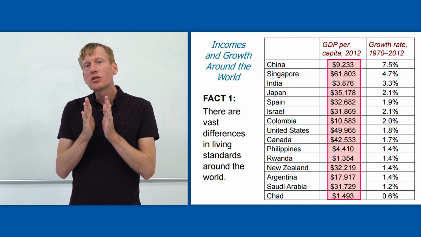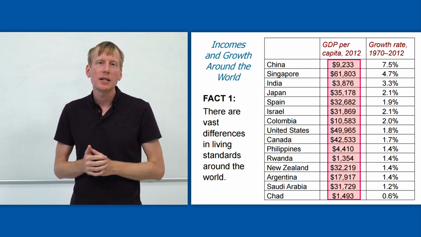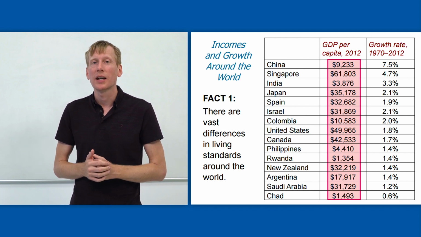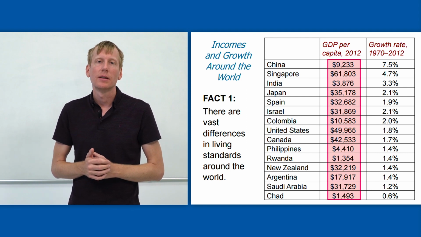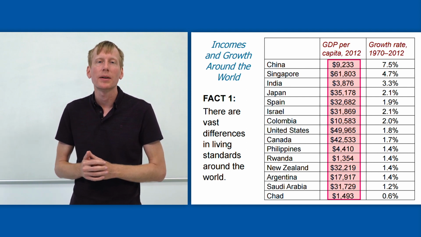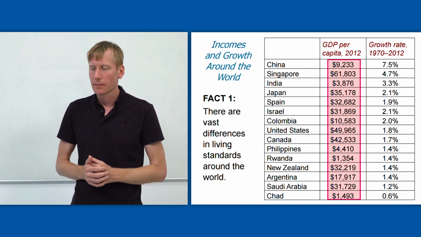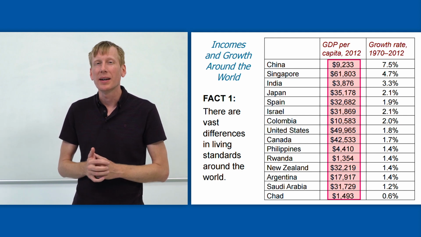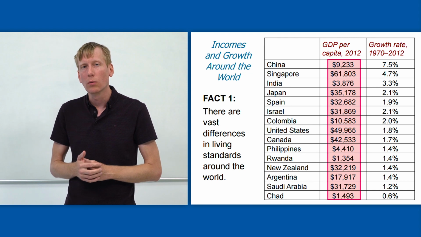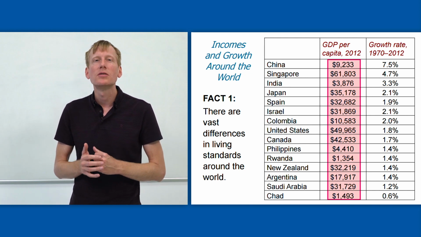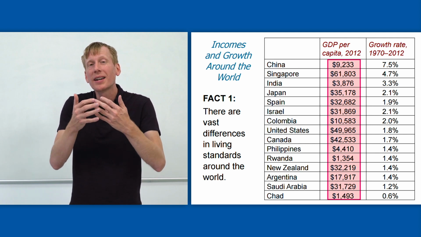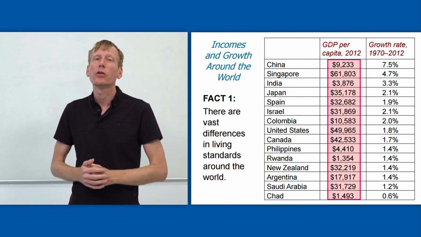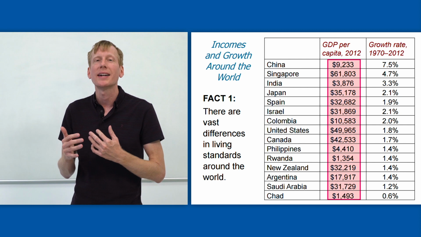Now, when we see these GDP per capita figures, we can also see that there's a lot of divergence. Singapore, for example, has 61,000 per capita, but China has only 9,000, almost 7 times the GDP per capita in Singapore as in China. We also see that Saudi Arabia has 31,000 GDP per capita, even though their growth rate is very low. So Saudi Arabia's GDP per capita of 31,000 is much higher than it is in China, for example, in spite of the fact that Saudi Arabia's GDP has not grown rapidly since 1970, while China's has.